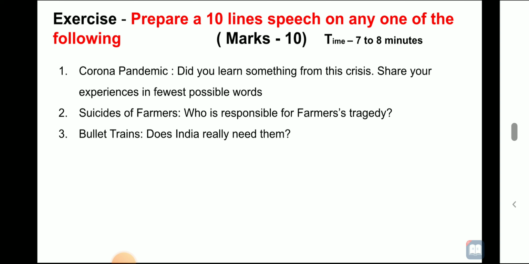Now, you need to prepare a 10-line speech here on any one of the following. It will definitely indicate what type of written vocabulary you have, either poor, active, or excellent. There are these topics, so practice for it.